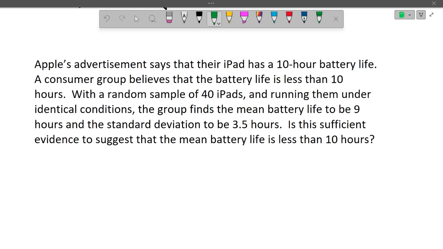Here's a short video to help you in writing hypothesis statements. We'll start with this example.